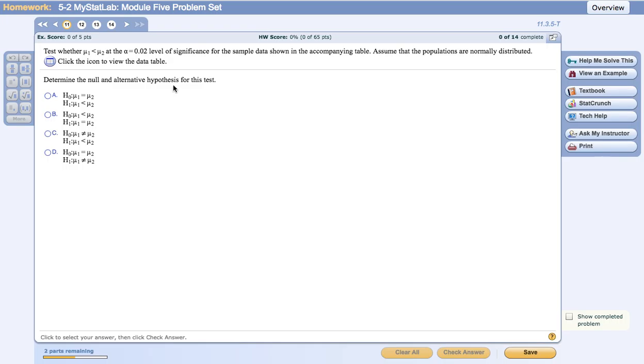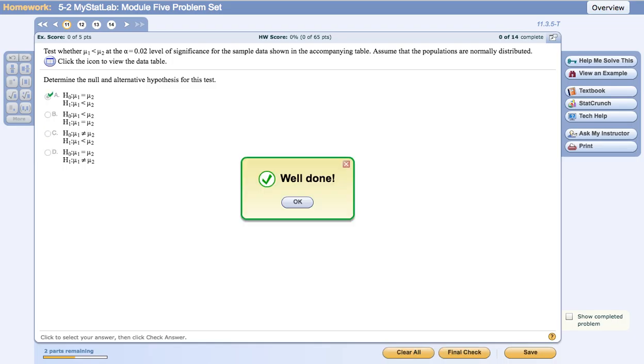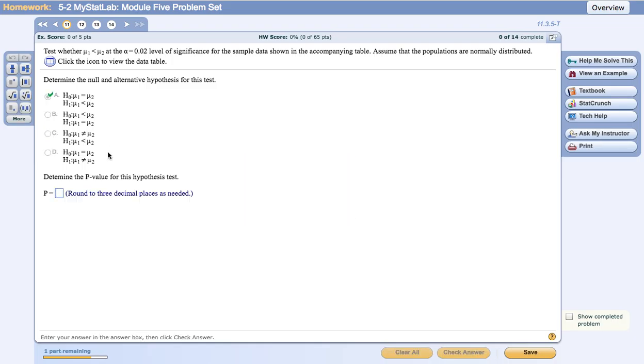The null is going to be that the means are equal. And then the alternative, that's what we're testing, is that mu1 is less than mu2. Let's go ahead and check that box. Perfect. Now we're asked to determine the p-value for the hypothesis test.